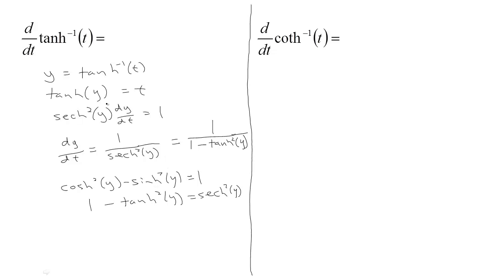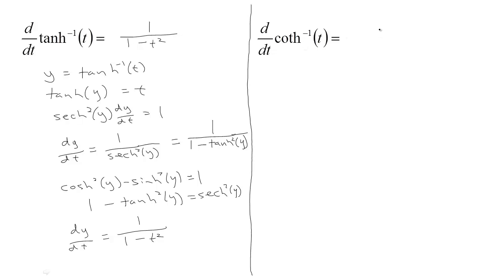We know that the tangent of y is t, so dy/dt equals 1 over 1 minus t squared. I can just replace the hyperbolic tangent of y with t. Great, so now we know the derivative of the inverse hyperbolic tangent. It's 1 over 1 minus t squared.